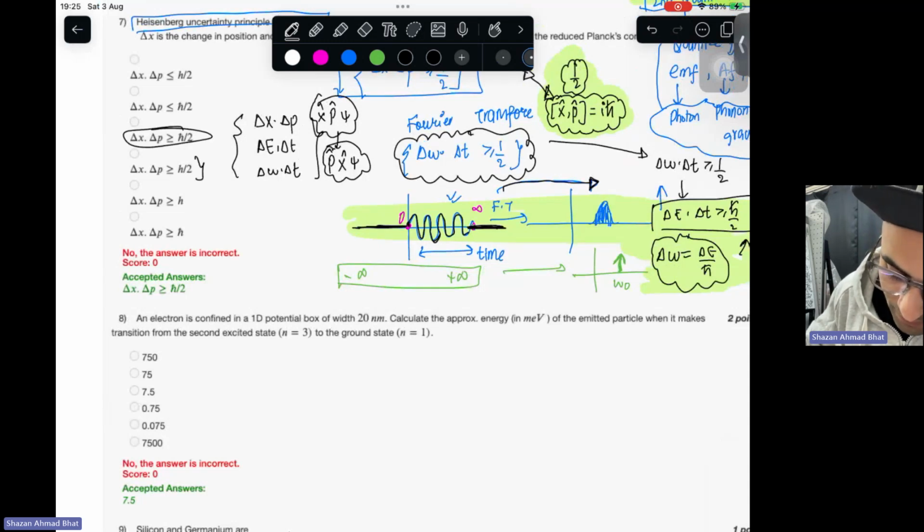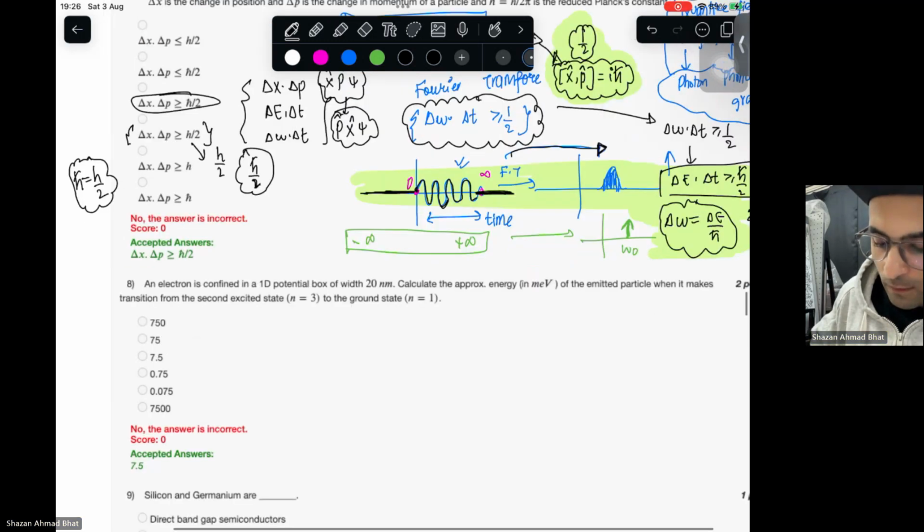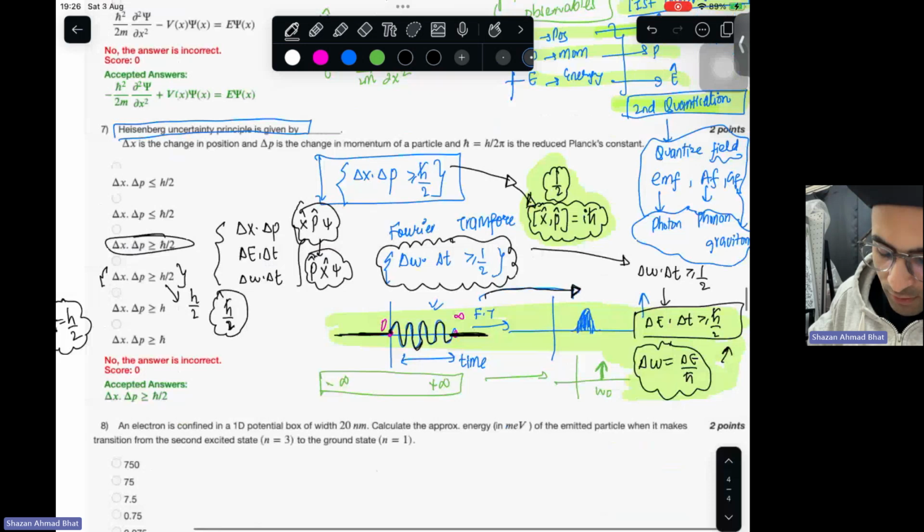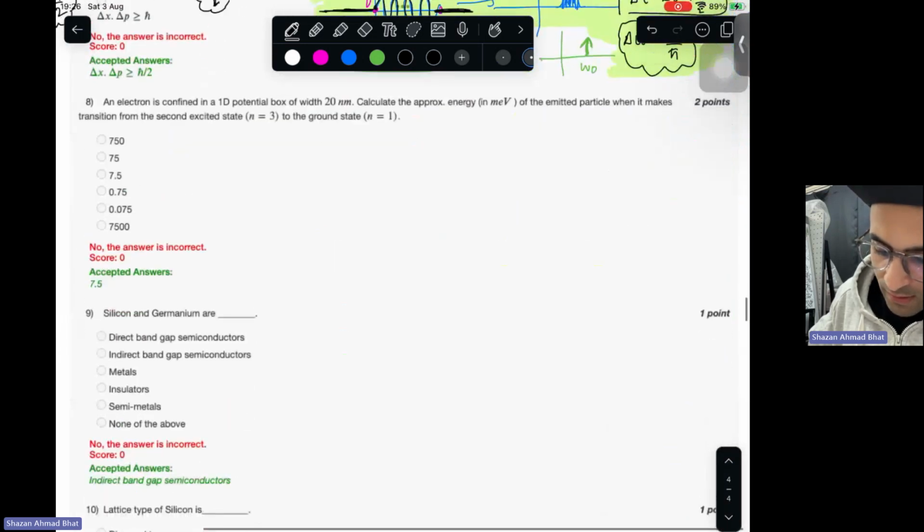So don't get confused with this thing, because this is not reduced Planck's constant. This is h by 2. It is h bar by 2 on the right hand side. So h bar is h by 2 pi, which is the reduced Planck's constant. Okay. All right. So moving on to question 8.